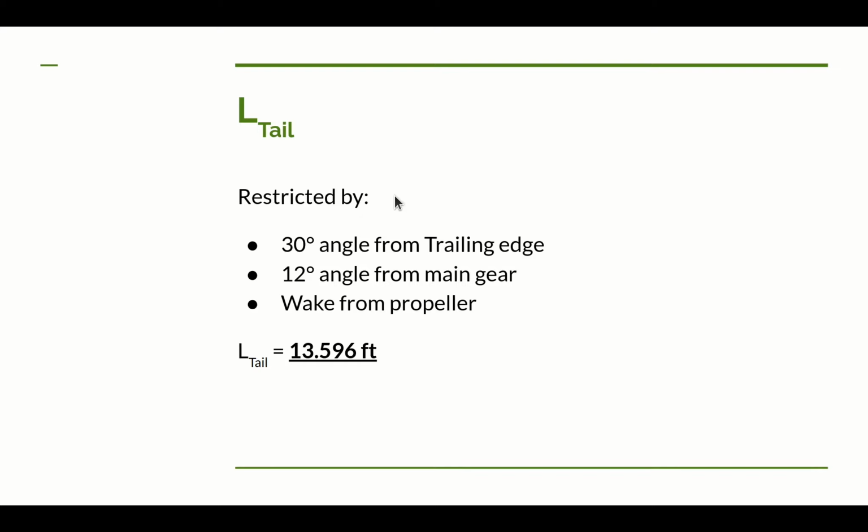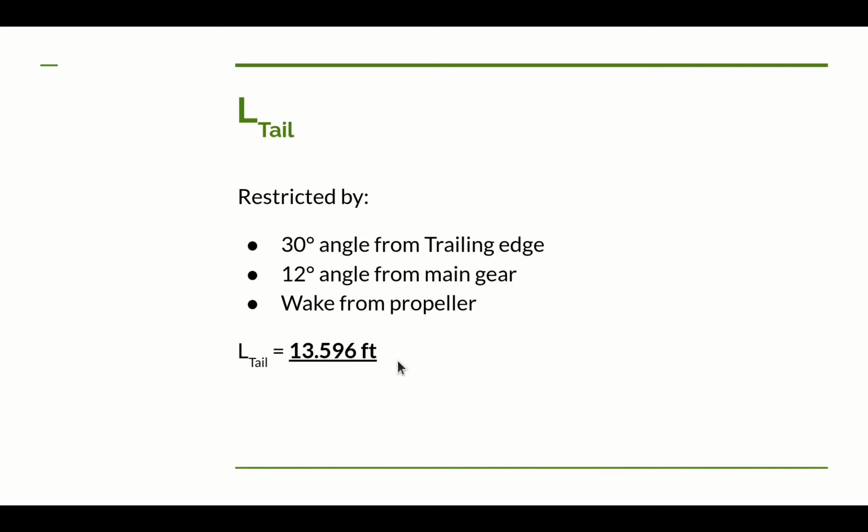We also have an issue of landing. We don't want to have our tail striking the ground when we're landing. So we want to have it above a 12-degree angle from where the main gear is going to touch the ground. So it has to be higher than that. So it has to be lower than this 30-degree angle or higher than the 60-degree angle from the leading edge, which really isn't feasible. So it's got to be lower than a 30-degree angle from the trailing edge of the wing, higher than a 12-degree angle from the main gear. And of course, we don't want it in the wake of the propeller. So that actually helps us in figuring out where that tail can be placed.